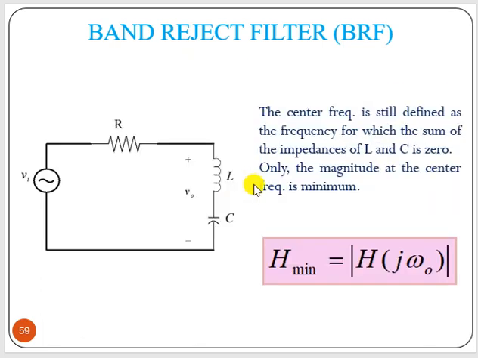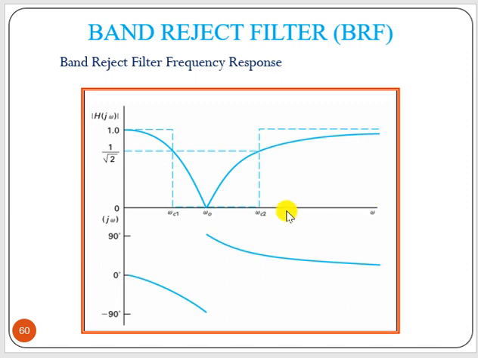So the center frequency is at j omega 0. Omega 0 is the resonant frequency. Now this is the plot of the frequency response. So this is your omega c1, omega c2, the cutoff frequencies at the 1 by root 2 point, or minus 3 dB point. This is the phase plot.